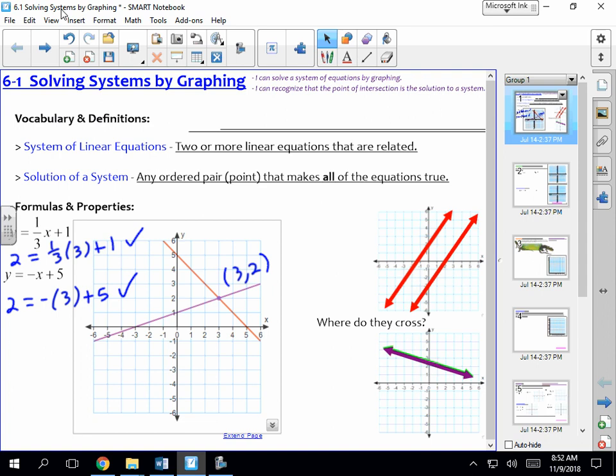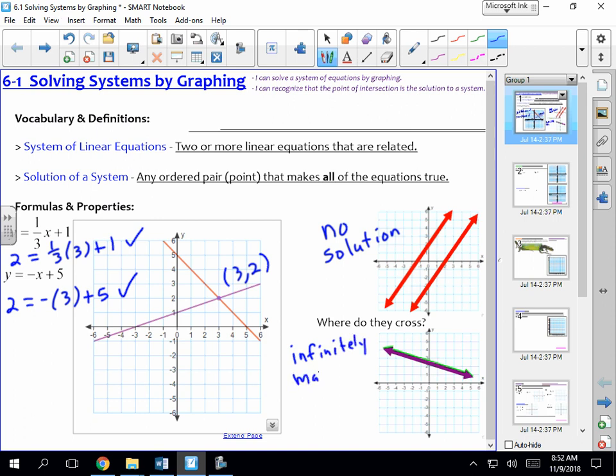What about these? If they never intersect, we call that parallel lines or no solution. There are actually 3 things that can happen. You can have one solution, no solution, or this third case here, where do they cross? They cross everywhere. The little green line is just kind of poking out here to show you that it's there. But it's like having 2 lines that are the same. And so, infinitely many solutions. Here's what we mean by that.